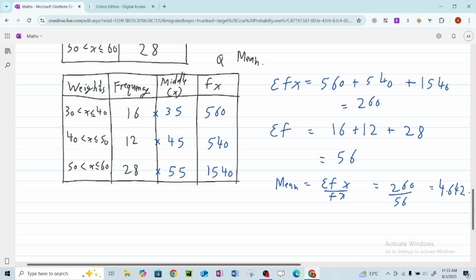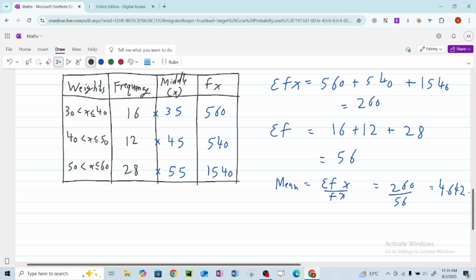So that's what you have to do. You first find the middle value, meaning you take the exact middle value from your class. That was 35, 45, and 55 in this case. Then you find out your fx. Then you multiply them and find the sum of f and the sum of fx, and then divide them in the end. That will be your mean. Now, next up, we have how to find the median for this case. Okay, let me write over here.